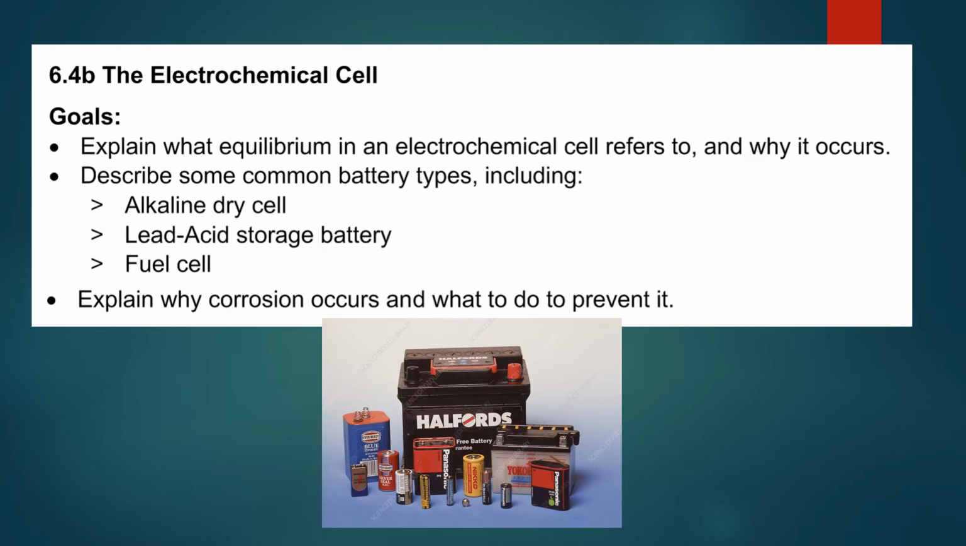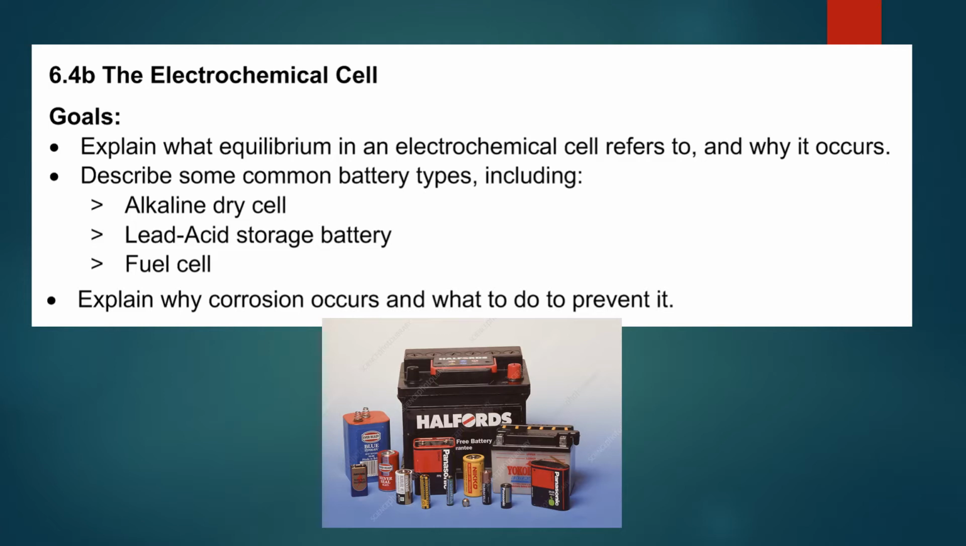In this lesson, we're going to finish off section 6.4 and talk about the electrochemical cell. And this time we're going to talk about two different types of spontaneous reactions. We're going to explain what happens in an electrochemical cell when we reach equilibrium. We'll look at some common types of batteries.